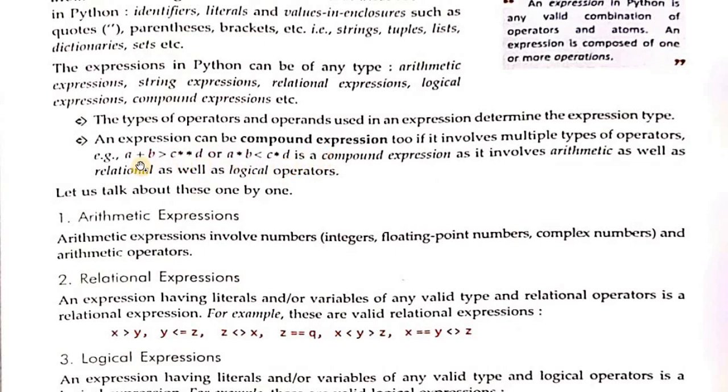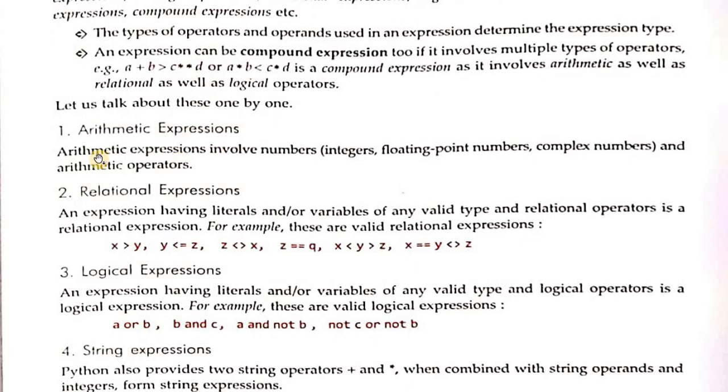If in an expression only arithmetic operators are used, that is called an arithmetic expression. If only relational operators are used, that is called a relational expression. And if only logical operators are used, that is called a logical expression. And if in an expression logical, relational and arithmetic operators are used, that is called a compound expression. So let us talk about these one by one.